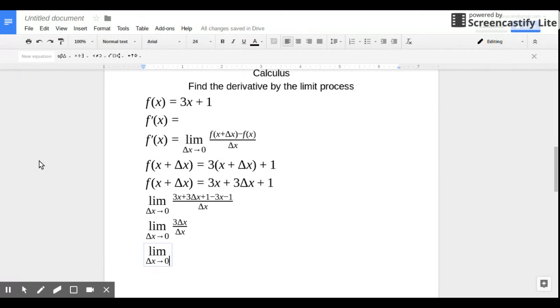So the limit as delta x goes to 0. Once we simplify this thing down, and so once again we have the limit of a constant, and the limit of the constant is just the constant, which is actually 3. So what could we say up here? Well, we could say that f prime of x is equal to 3.